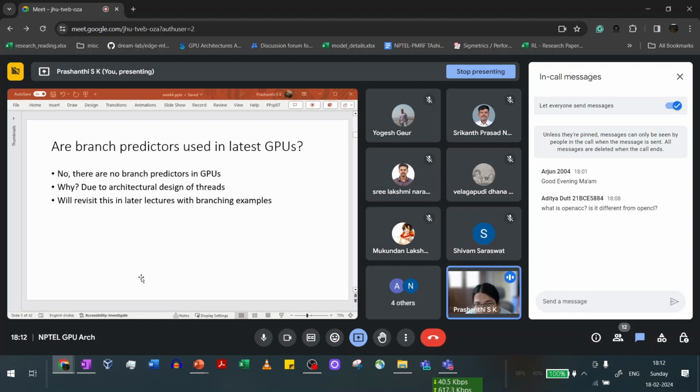Okay, we'll move to the next question. Are branch predictors used in the latest GPUs? No, first of all, branch predictors are completely not there in GPUs. And why is this? I think I briefly mentioned this last week. That is due to the architectural design of GPUs, this whole concept that you've been hearing now, that these threads execute in lockstep, right?